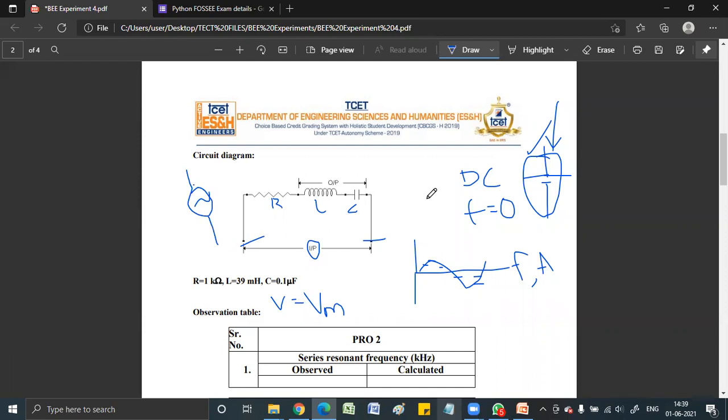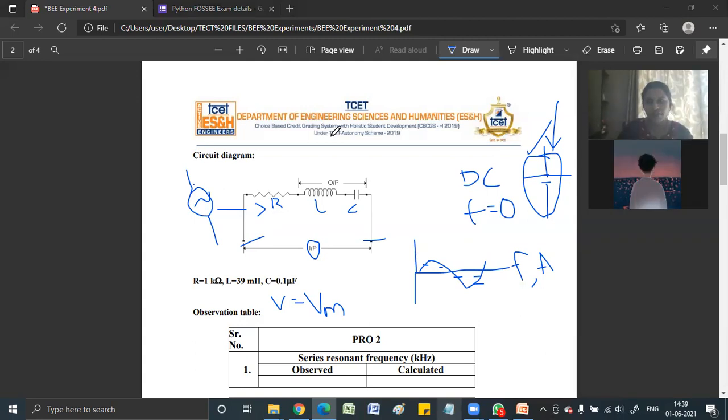For supplying a DC signal to your circuit, you connect a battery. But for supplying an AC signal to your circuit, what do you have to connect? What is that instrument called? Generator. Okay. Yes, that is called a function generator.